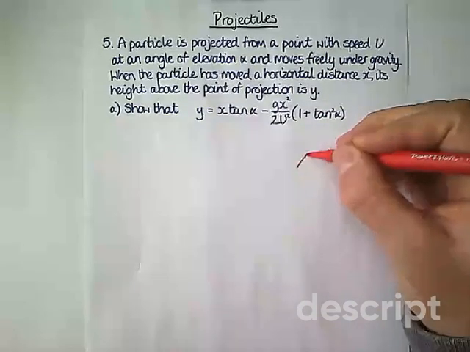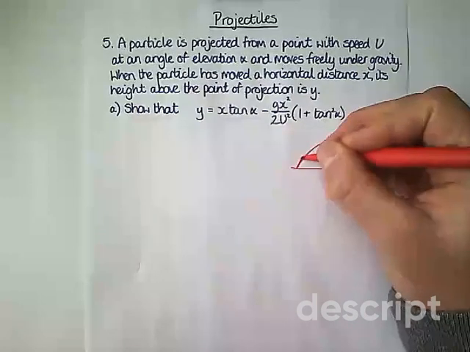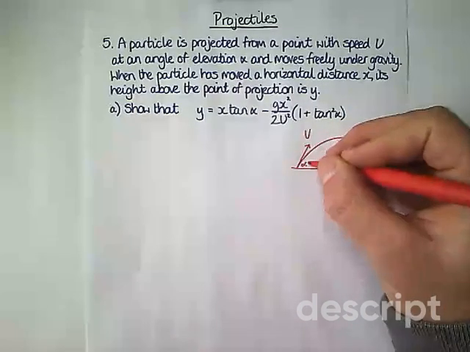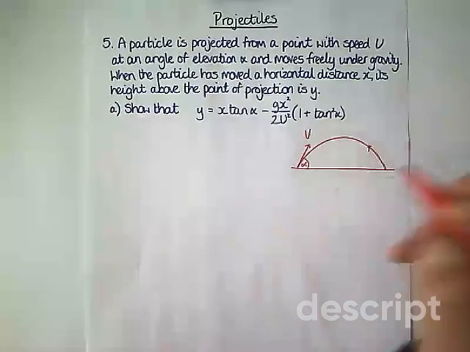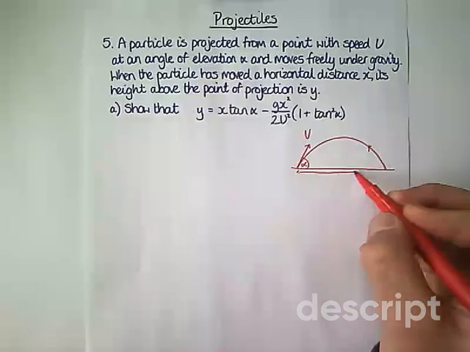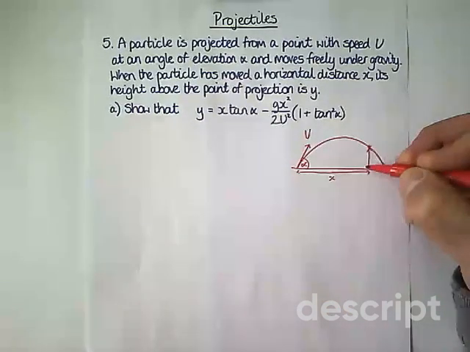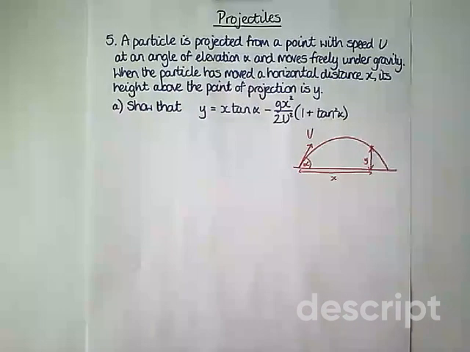Let's give ourselves a little diagram of what's going on. So we're projected with initial speed u, our angle is alpha, and then at some point, okay, we've got horizontal distance x, and then our vertical displacement is y, or our vertical distance above the plane is y.